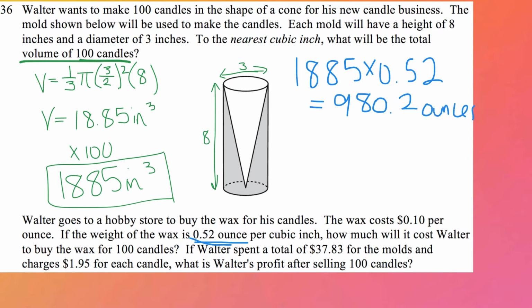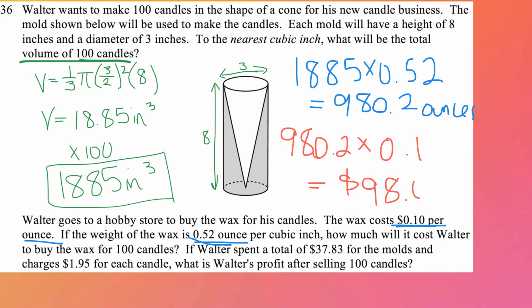And so to find out how much it's going to cost, we just have to realize that the cost is 10 cents per ounce. So we have to multiply the number of ounces by 10 cents. So we'll take 980.2, multiply by 0.1, and that gets us a total price of $98.02. Great, part 2 is now complete.